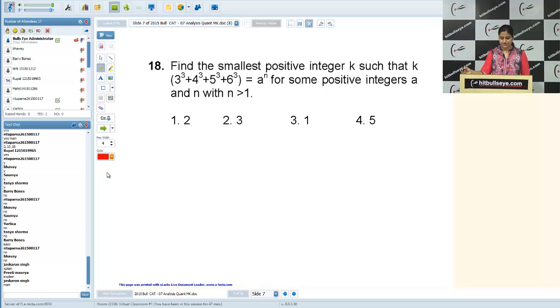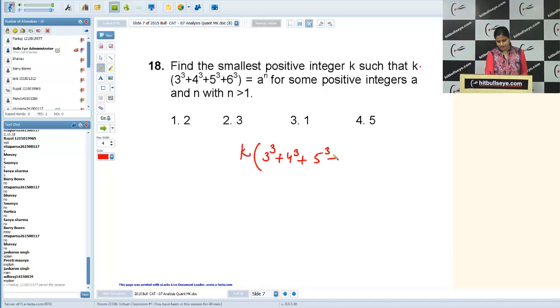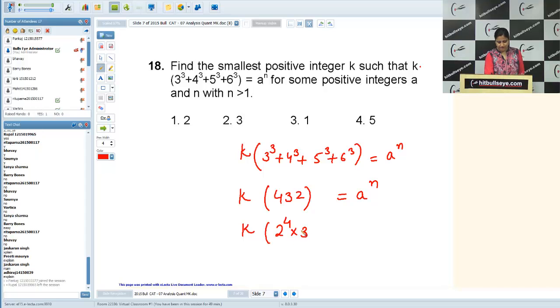Find the smallest positive integer k such that k into 3 cube plus 4 cube plus 5 cube plus 6 cube is equal to a raised to power n for some n always. Now as we know, this is 432. It should be k into 432 should be nth power of any natural number for some positive integer. So 432, if we write the prime factorization, it will be 2 raised to power 4 into 3 cube, equal to a raised to power n.